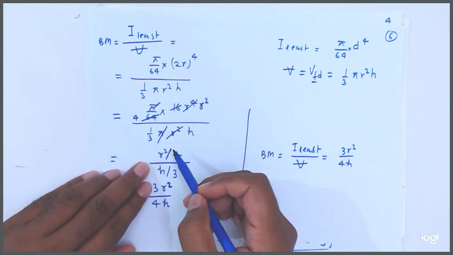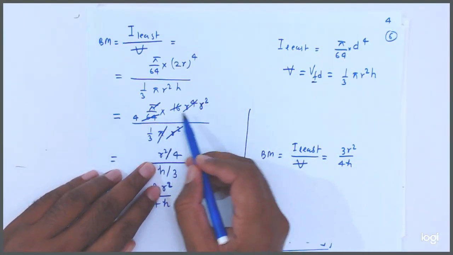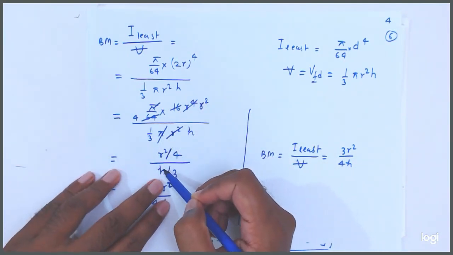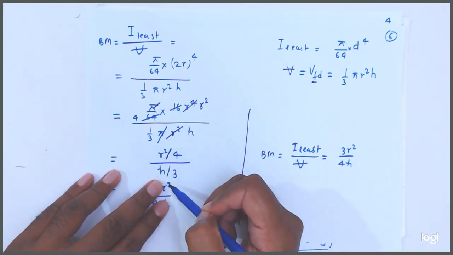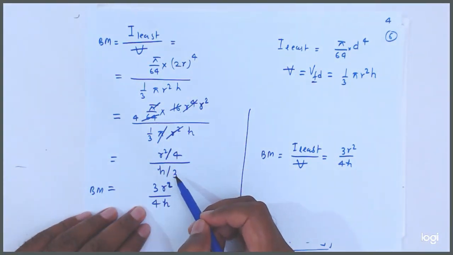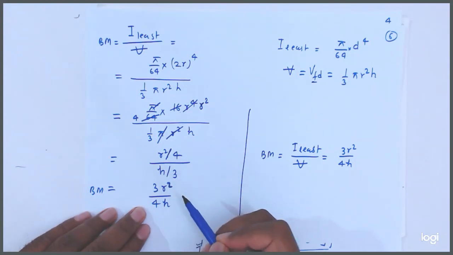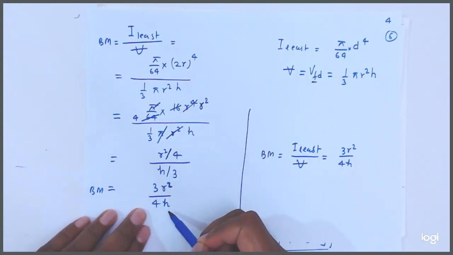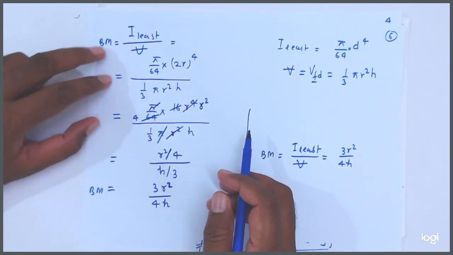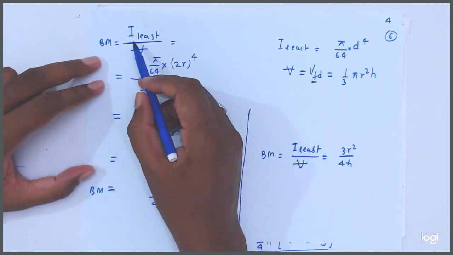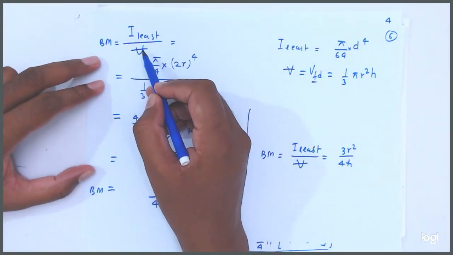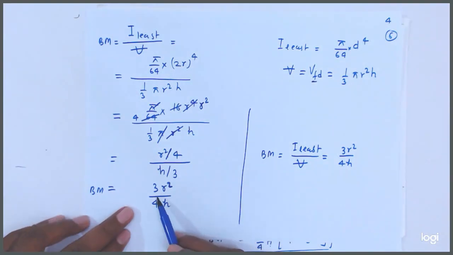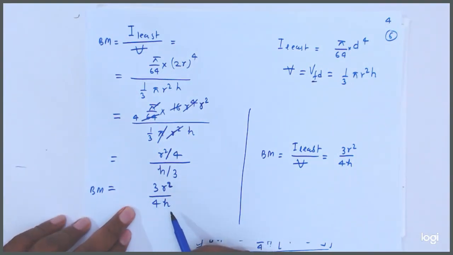So what is left here? r square divided by 4, divided by h divided by 3. From here this 3 will go up and 4 will come down, so 3r square by 4h. So from here we are able to find this I upon the volume of liquid displaced. This value is equal to 3r square by 4h.